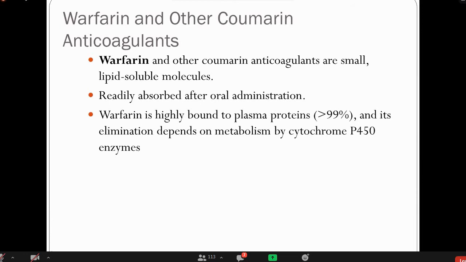And similarly, if a patient is taking multiple drugs for comorbidities, and one of the drugs enhances or induces the cytochrome P450 enzyme, what will happen? Early, quick metabolism, and the drug is going to be eliminated. So is there any problem? Yes, because when the drug is not present in the blood, how is it going to maintain the therapeutic activity? Clear? This is how drug-drug interaction can take place.